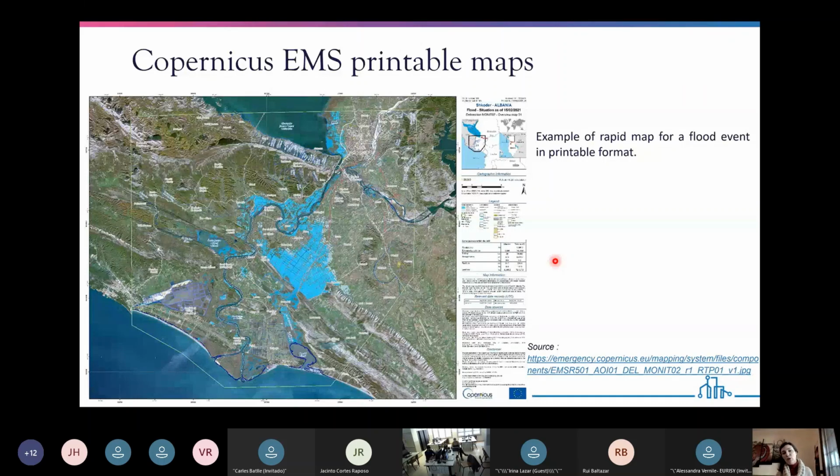Now we are going to explore these maps a bit more. In these slides, I'm going to show you a bit how to read this printable map. This is an example of a rapid map for a flood event.